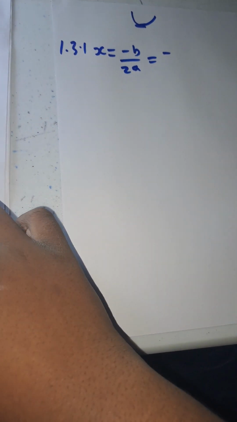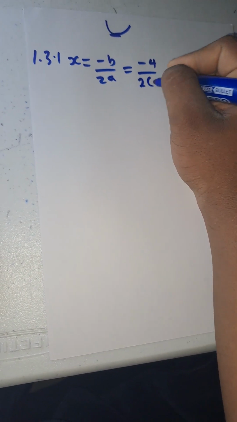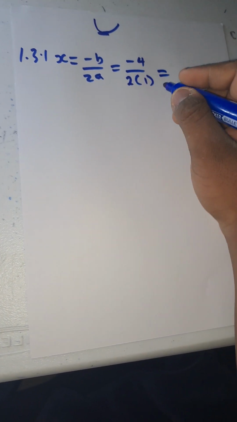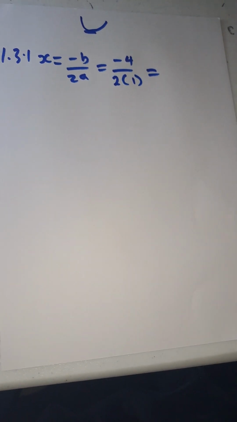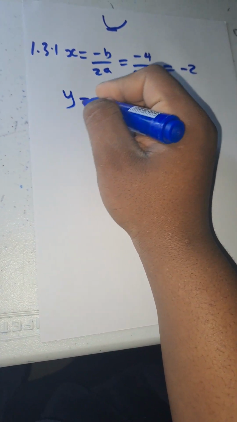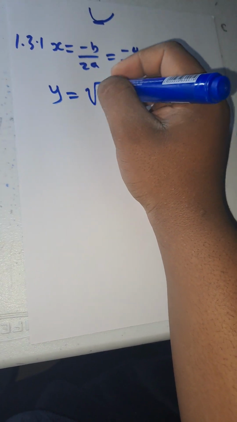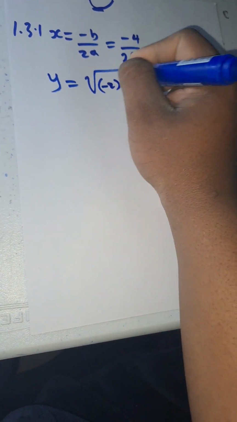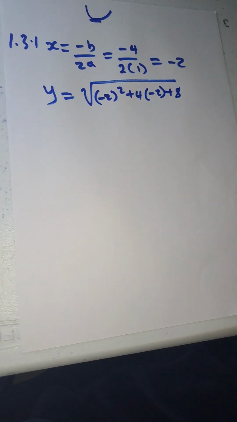So it is plus 4 in my equation, so it will be minus 4 over 2. What is my a? 1. Which will be equal to what? Minus 4 over 2. It is what? Minus 2. This is my x value. So my y will be equal to the square root of what? Where there is x, I put what? Minus 2. Minus 2 squared plus 4 times minus 2 plus 8.